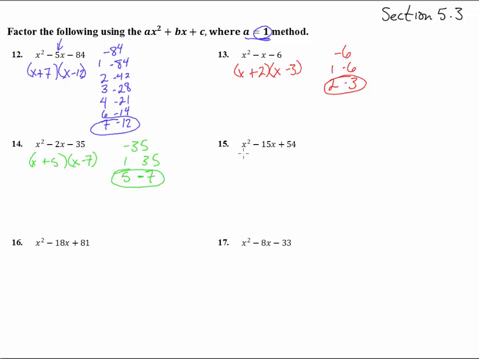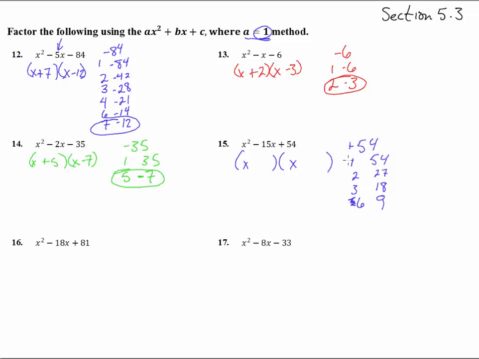Now we have x, x. We have a positive 54 out here. Positive 54. That'd be a 1 and a 54, a 2 and a 27. 3 and what goes, 18, I think. 4, nope, 4 doesn't work. 6, yeah, 6 and a 9. 7, 8, nope, that's all of them.